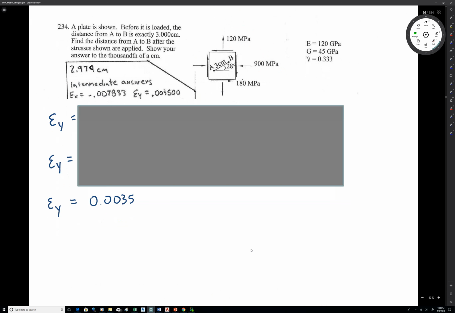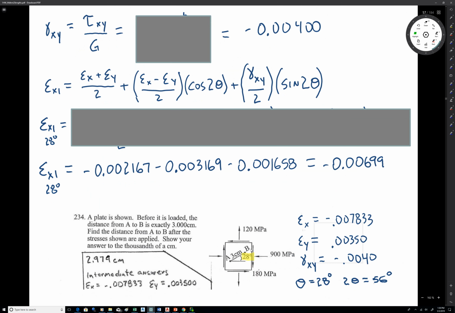All right, so then you do the bit with the y, and you'll come up with 0.0035. Okay, so that's the strain in the y, that's positive. And then you also want the shear strain in the xy direction. That'll be the stress over G, the modulus. So gamma is tau xy over G, and that'll get you negative 0.004.